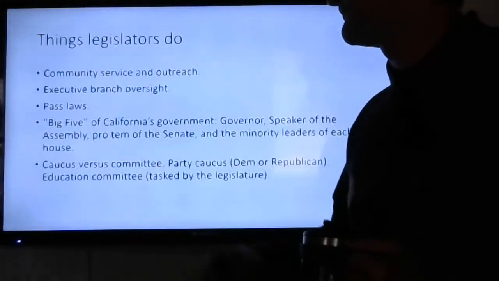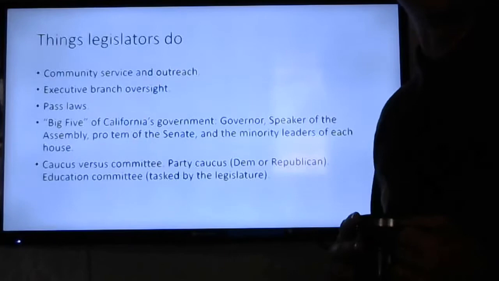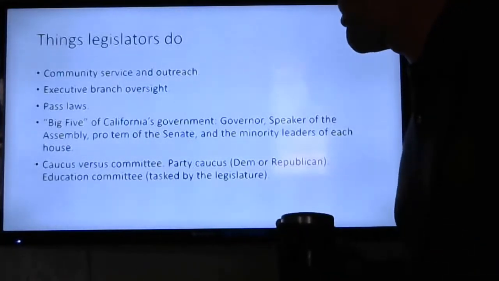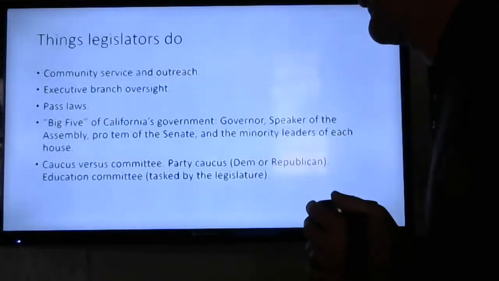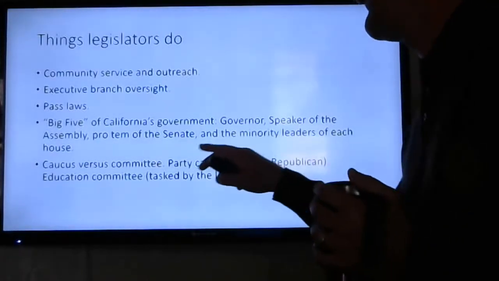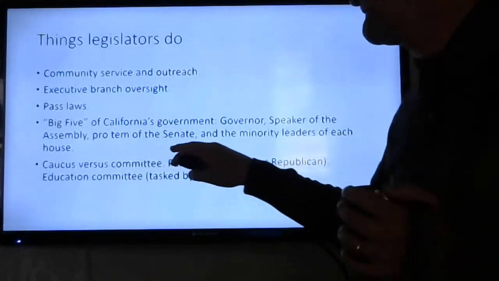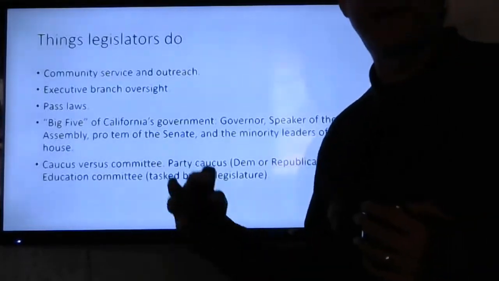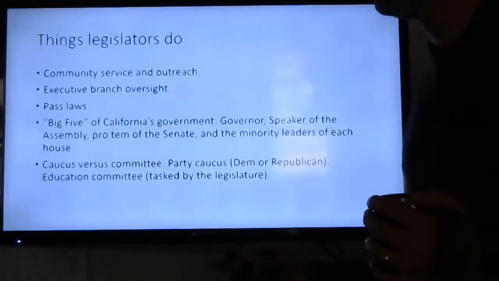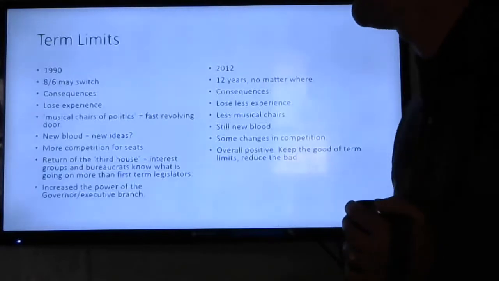Things legislators do: community service and outreach, executive branch oversight, pass laws. The five most important players in the California state government are the governor, the speaker of the assembly, the pro tem of the Senate, that's the leader of the Senate, and the minority leader of each house. So the Republican minority leader, they actually get a lot of power as well. Don't worry about this last one.